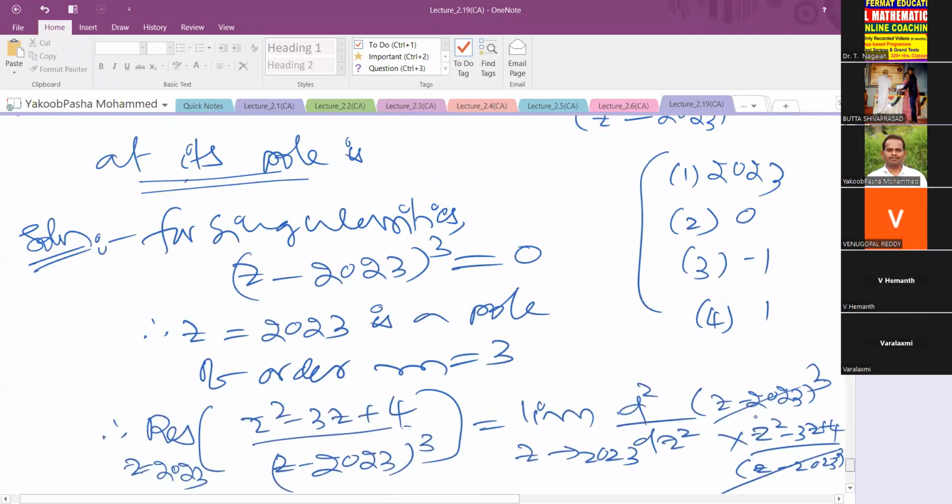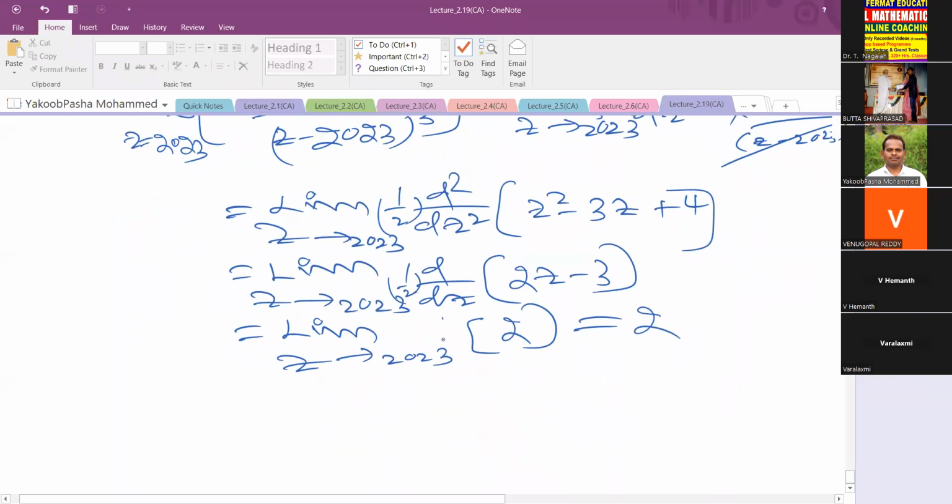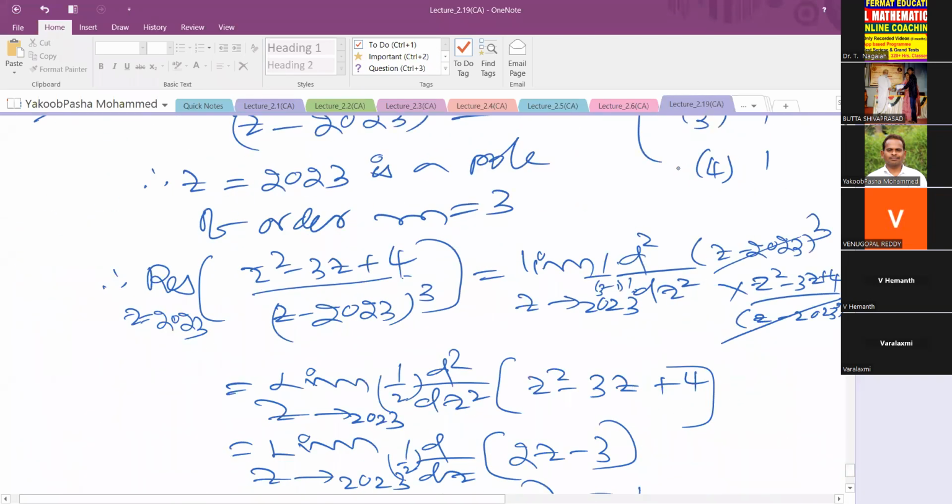1 by 2 factorial was missed, I'm sorry. Here it is 1 by (3 minus 1) factorial, that is 1 by 2. Here also 1 by 2 is there, so it will be 1. We just have to calculate the residue only. The fourth option is the right option. Okay. Next I am taking another problem from set.